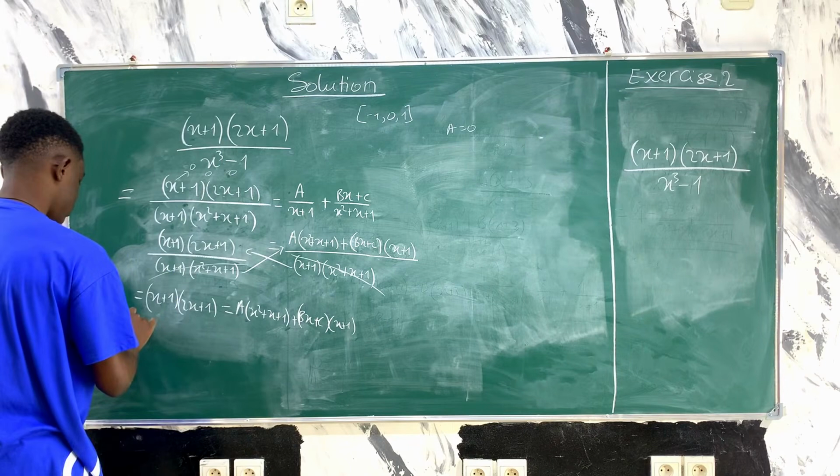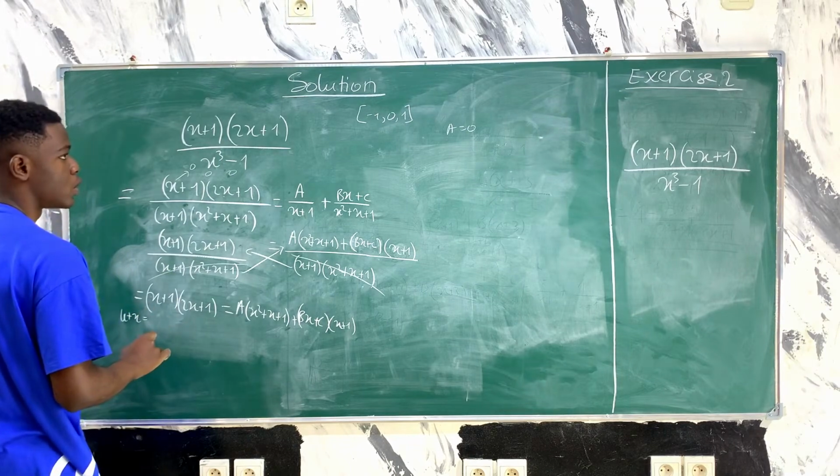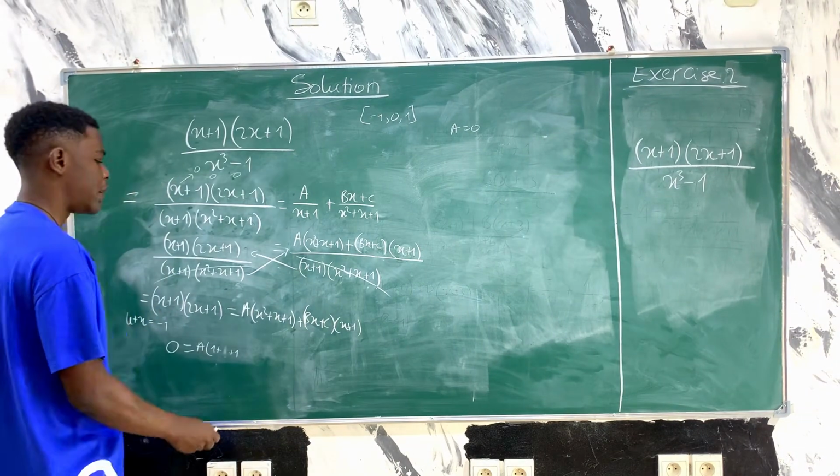So I'll first let x be equal to minus 1. So letting x be minus 1 here.